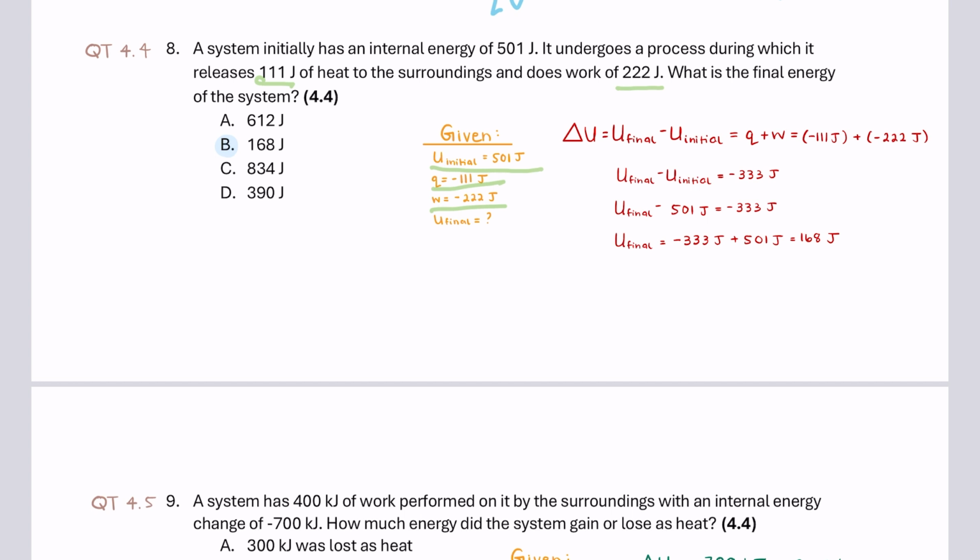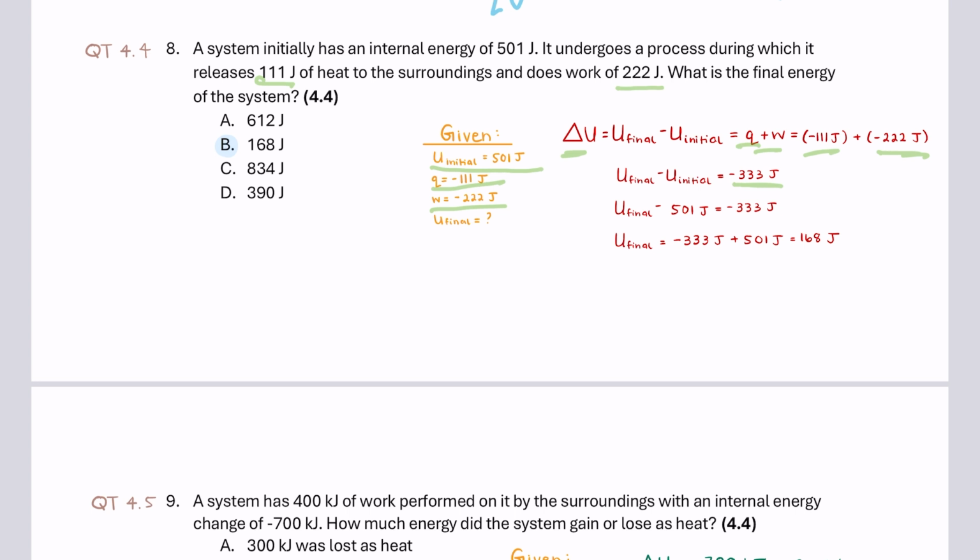222 joules. Now we use the first law of thermodynamics, which states that the change in internal energy is equal to heat plus work. Delta U equals Q plus W. So let's plug in the values. Delta U equals negative 111 joules plus negative 222 joules, which gives us a total change of negative 333 joules. So that is the value of delta U.